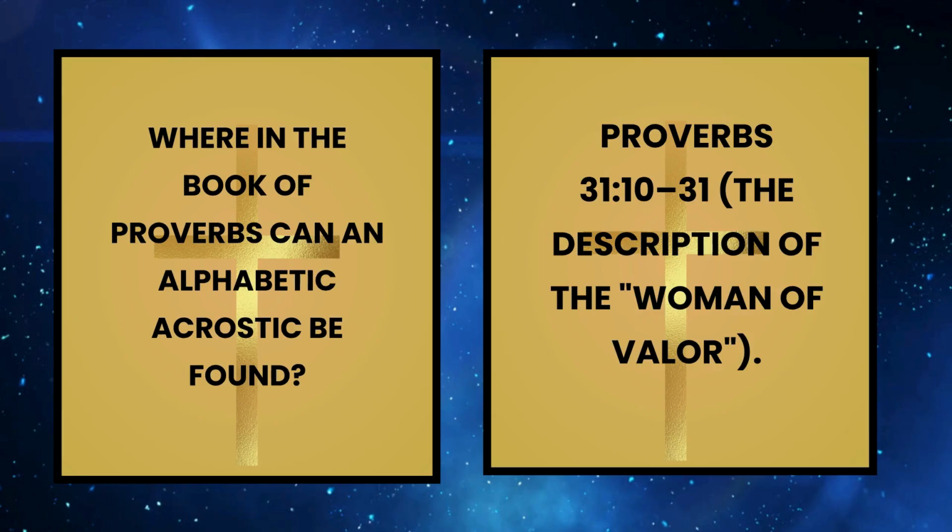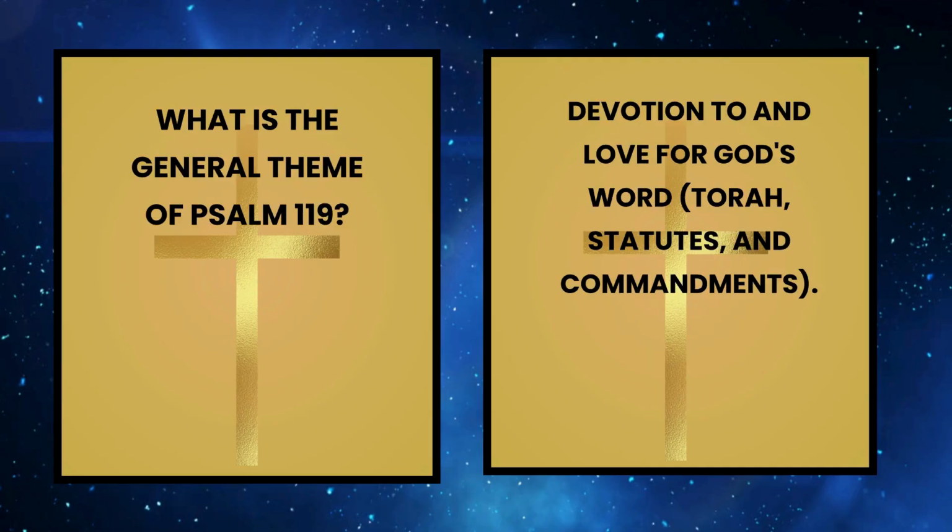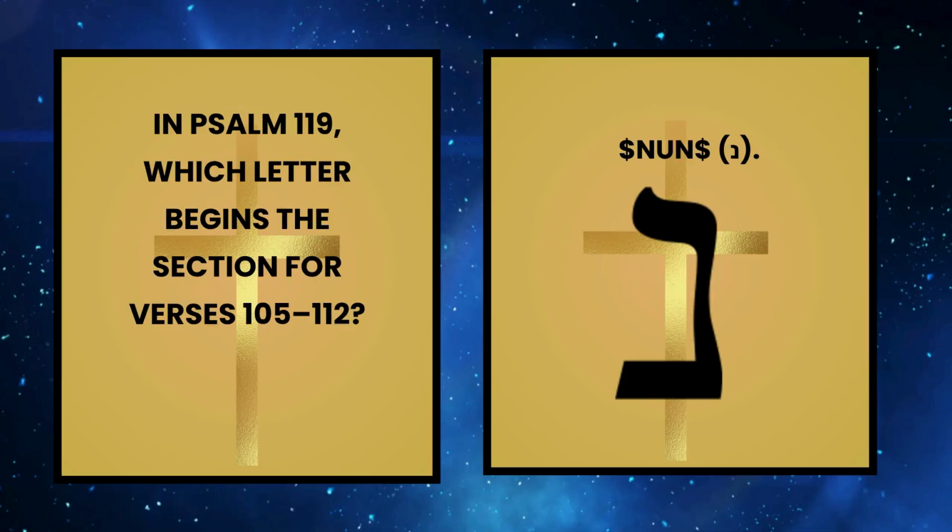Where in the book of Proverbs can an alphabetic acrostic be found? It is found in Proverbs chapter 31, verses 10 to 31, the description of the woman of valor. What is the general theme of Psalm chapter 119? The theme is devotion to and love for God's Word, including the Torah, statutes, and commandments. In Psalm chapter 119, which letter begins the section for verses 105 to 112? The letter Nun begins this section.